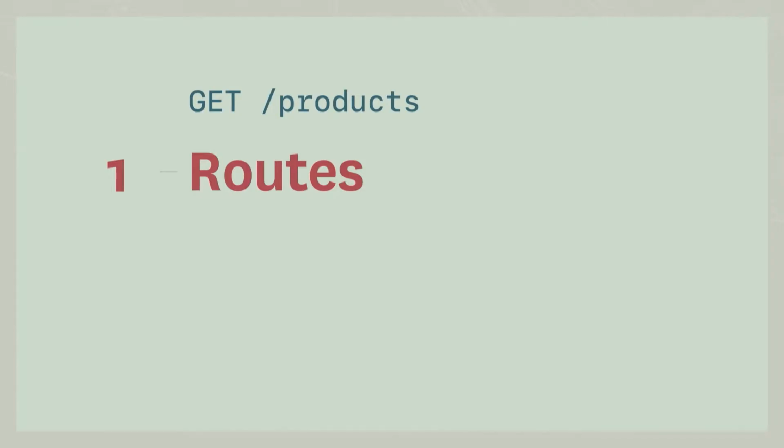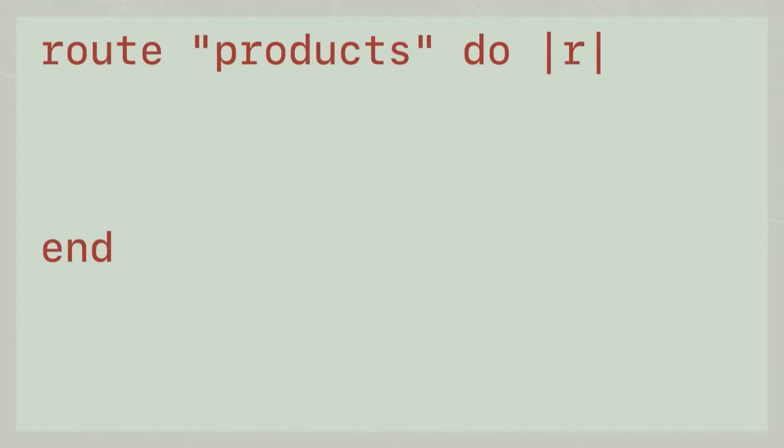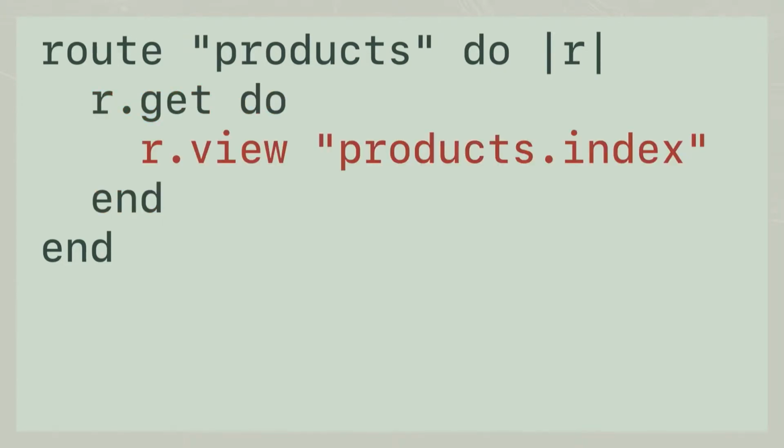The starting point of a request like this is often a route. So let's begin there. We define routes using a routing tree structure. Here, we're defining a block for the products route. Then we describe what happens on a GET request. And we route to the view that matches the products index.